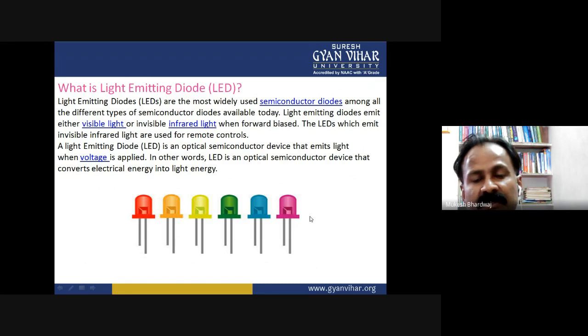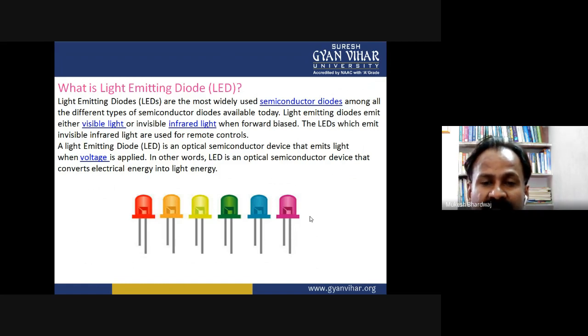These are the symbolic representation of LEDs, and they work on the DC applied voltage. So it is very important to connect the LEDs in a proper connection.